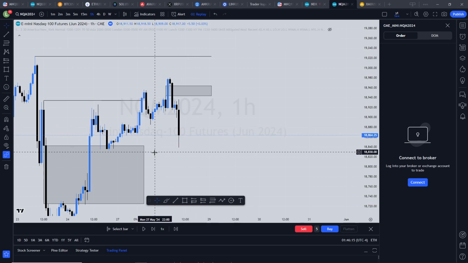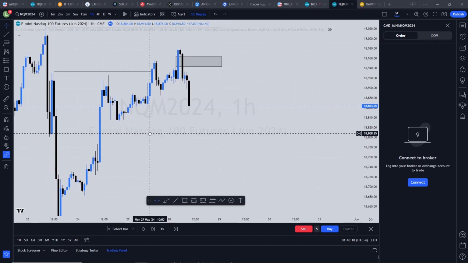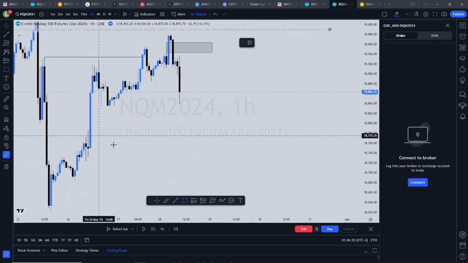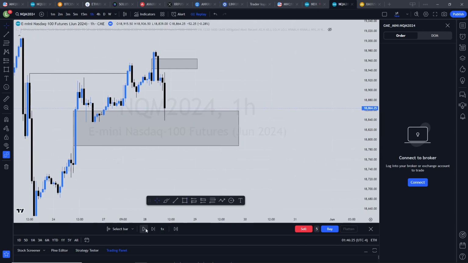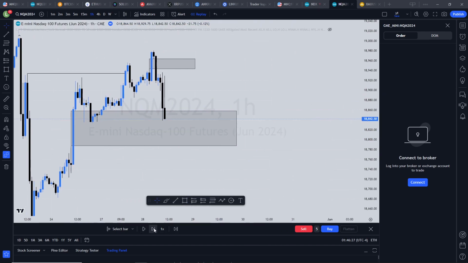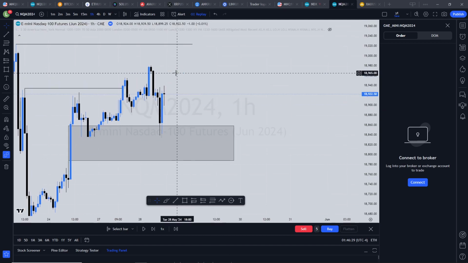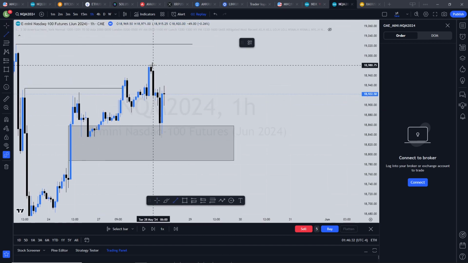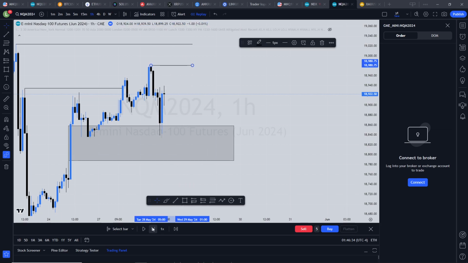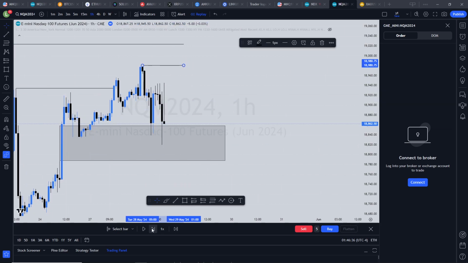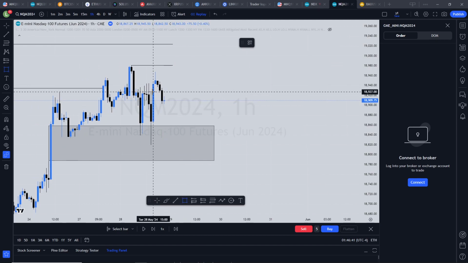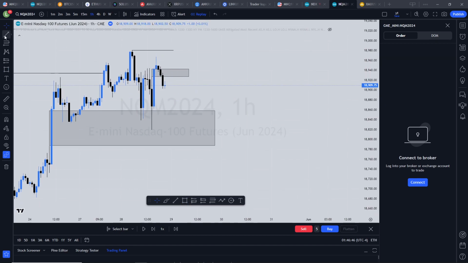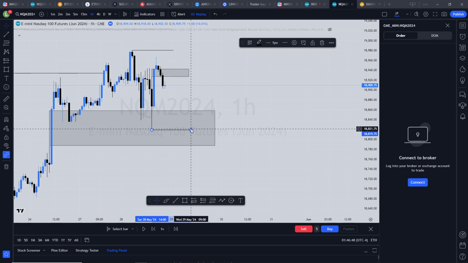So now at this point, I would be waiting to see the reaction to this fair value gap. Now let's see what happens. You can see it seems like we rejected it pretty well. So you could be looking for here. Let's see what happens. We do inverse this fair value gap here. So I might be looking for shorts until we get to this low.